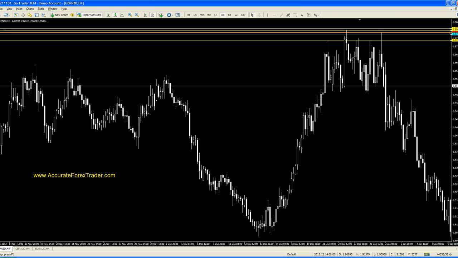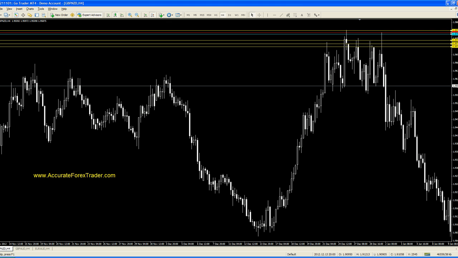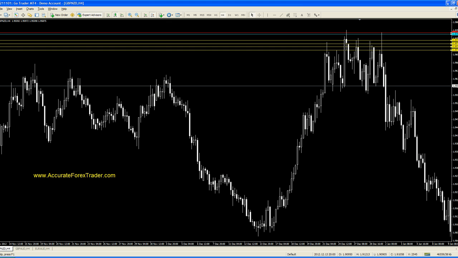I've got 4 yellow lines. The yellow lines are what I call my working lines. That's what I'll refer to them as. I have a red line, that is my stop or stop and reverse, and I have a blue line, that is my point of entry, whether it be a sell or a buy.